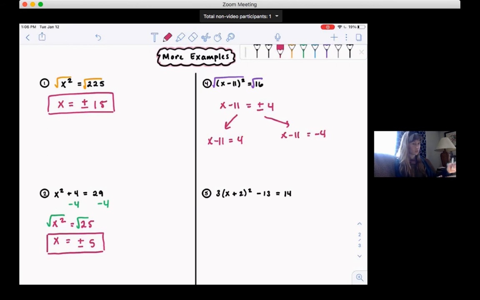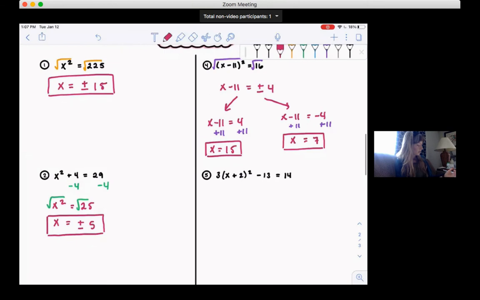Then we'll continue solving each of our cases for x. So add 11, add 11. The first case gives us x equal to 4 plus 11, which is 15. And the second case, add 11, gives us x equal to negative 4 plus 11, which is 7. So we have 2 solutions here. X could either be 15 or it could be 7. Both work.